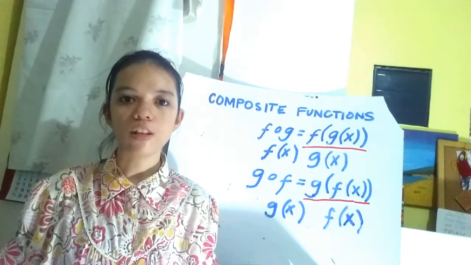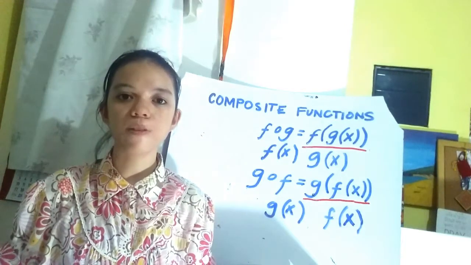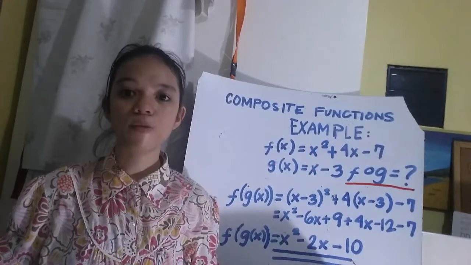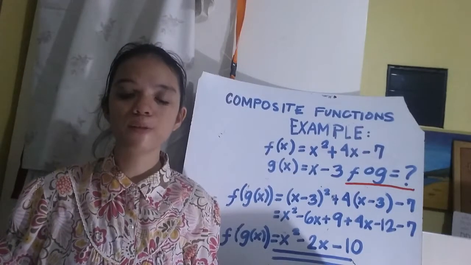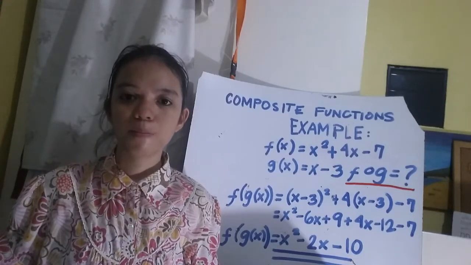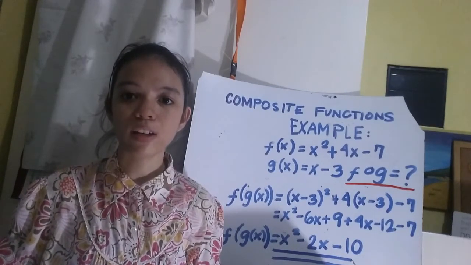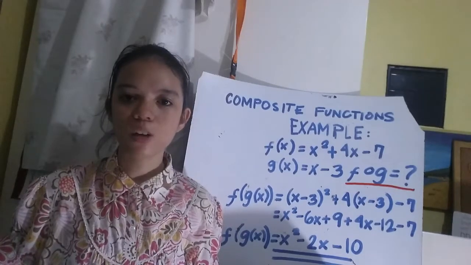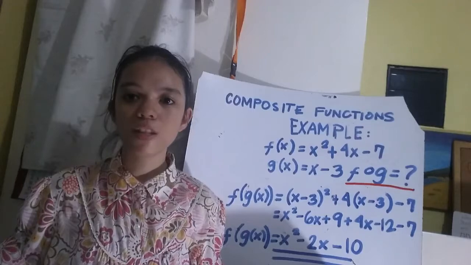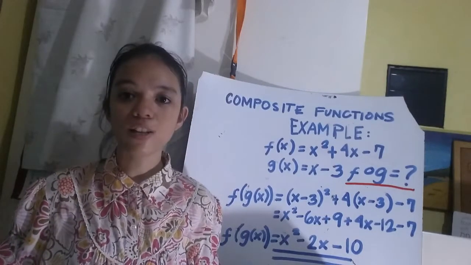A composite function is generally a function that is written inside another function. Now let's try our first example. So we have two different functions here. We have f of x equals x squared plus 4x minus 7, and then we have g of x equals x minus 3. Now the question is, what would be the composite function between f of x and g of x?